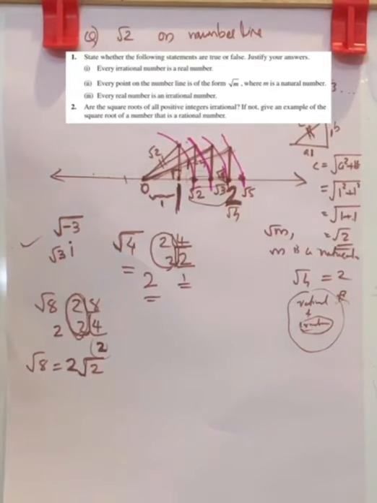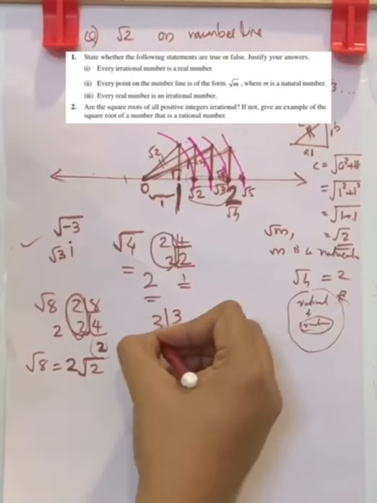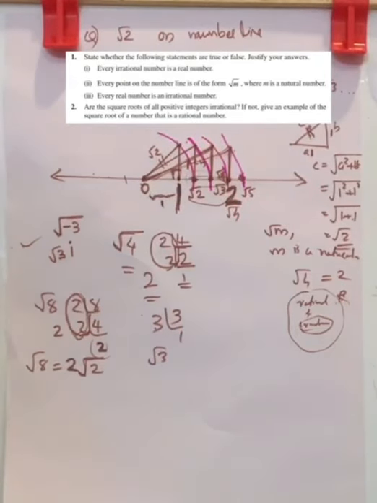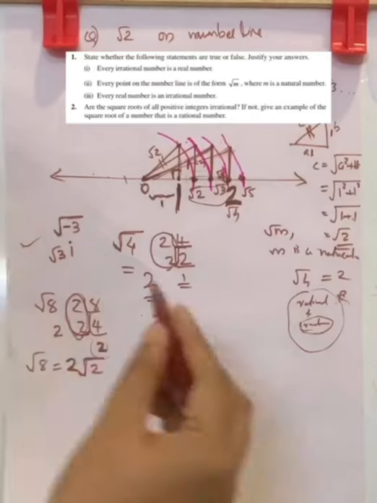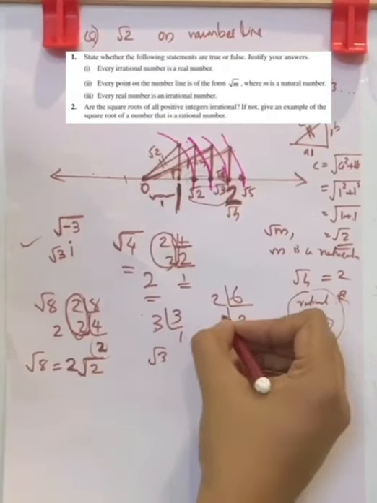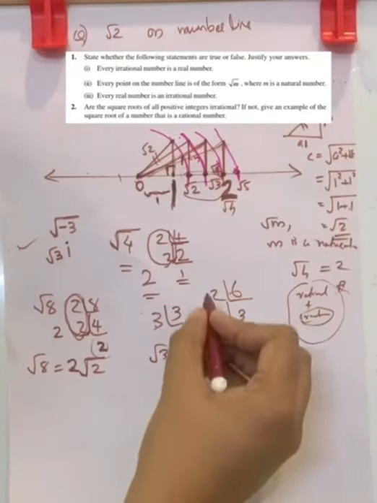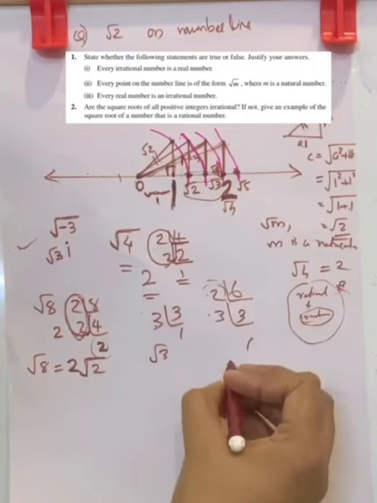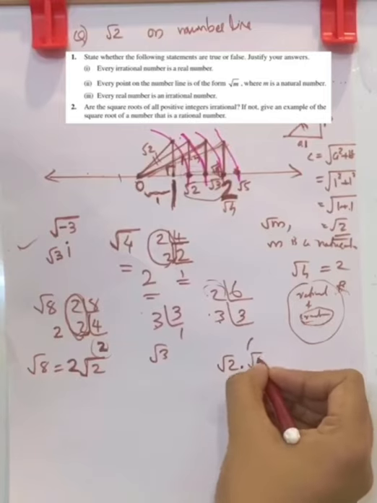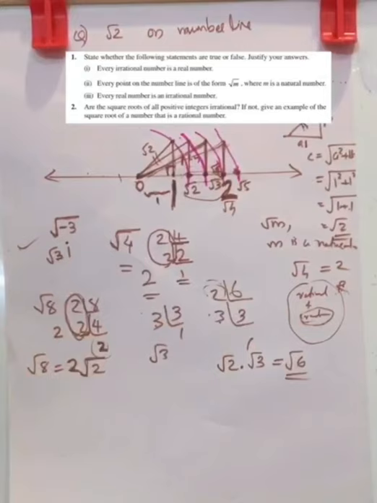Now what about root 3? Root 3 is root 3 itself. It cannot have a pair here. Now what about root 6? When you factorize it, the result is 2 into 3. You are not getting a pair for 2 and 3. So this single 2 without a pair is inside the root. This 3 without a pair is also inside the root. That is root 2 into root 3. That is again root 6 itself.